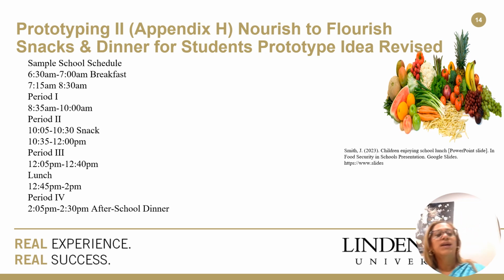Prototyping 2, Appendix H, Nourish to Flourish, Snacks and Dinner for Students, Prototype Idea Revised. Sample School Schedule: 6:30 a.m. to 7 a.m. would be breakfast, 7:15 to 8:30 would be period 1, 8:35 to 10 a.m. would be period 2, and 10:05 to 10:30 would be snack, along with 10:35 to 12 p.m. Period 3 would be 12:05 to 12:40 would be lunch, 12:45 p.m. to 2 p.m. would be period 4, and 2:05 to 2:30 would be an after-school dinner.